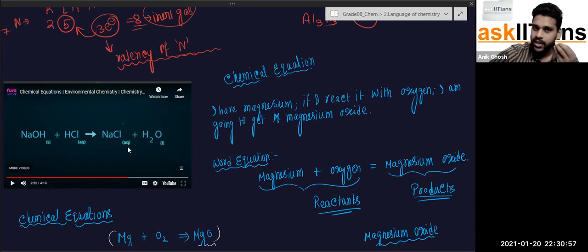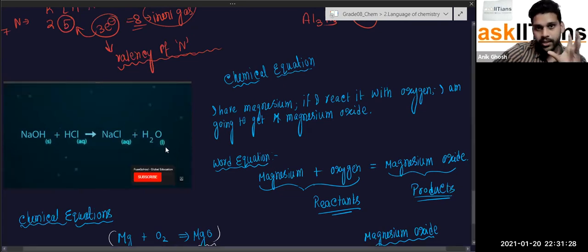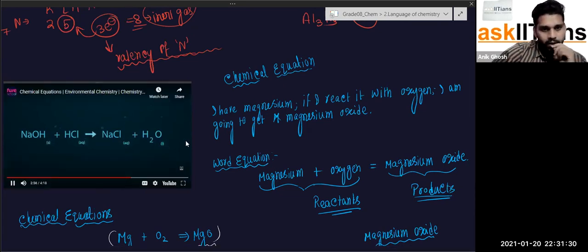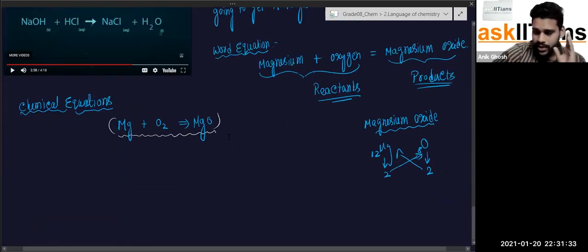Aqueous means it is dissolved in water. And liquid means liquid. What is the difference between liquid and aqueous? Aqueous means it is dissolved in water. Liquid means it is just melted. If you just take something and melt it, it would be liquid, right? When you take some ice and melt it, it would be water. That is melting. And what about aqueous? When you dissolve it in water, that is aqueous. Got my point? So these are the states of the reactants and the products, right? I think that is enough for you to understand the importance of chemical equations, all of this.